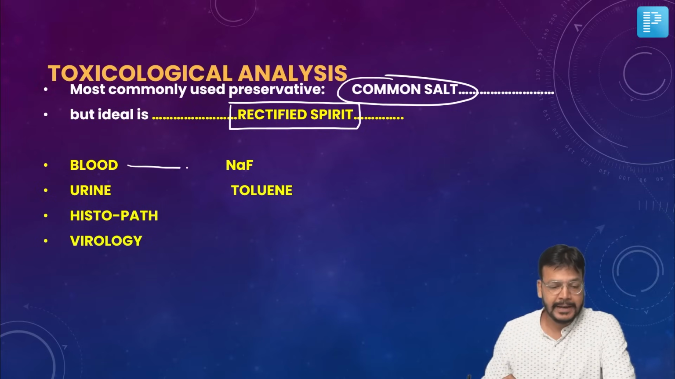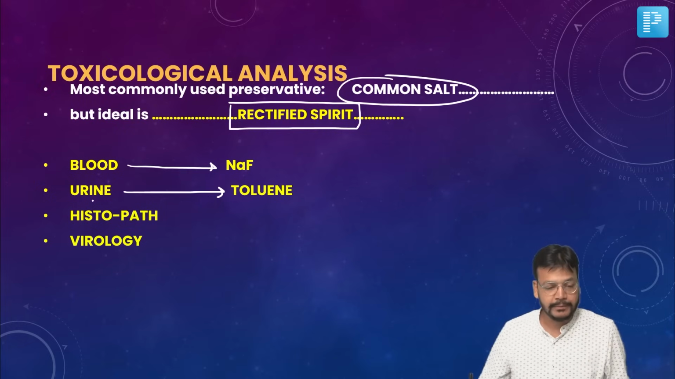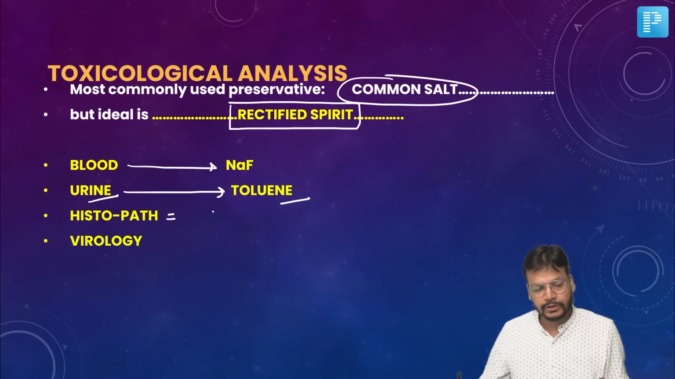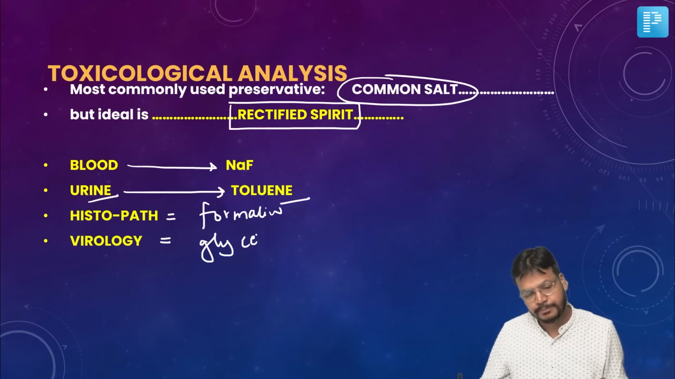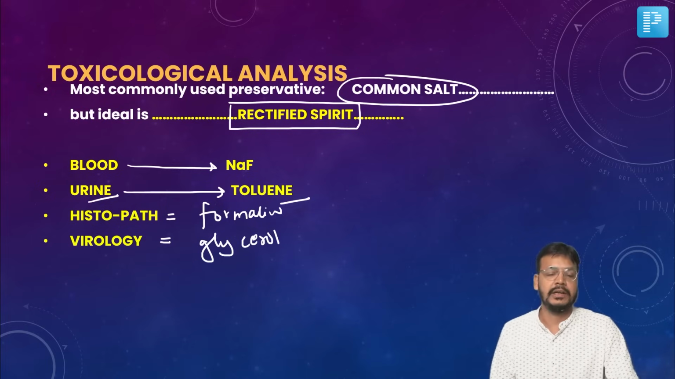For blood, the best preservative is sodium fluoride. For urine, the best preservative is toluene. If you make a mistake, how to remember? Urine sounds like toluene. Urine, toluene. For histopathology, the best preservative is formalin. For virology, the best preservative is glycerine or glycerol.